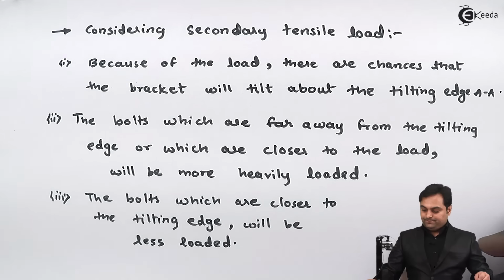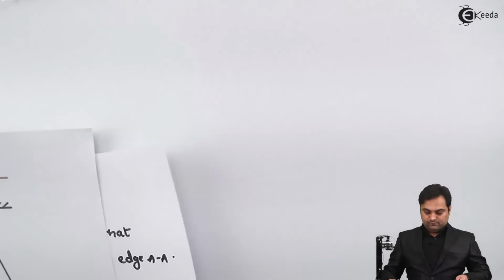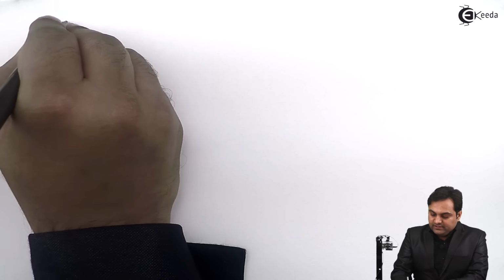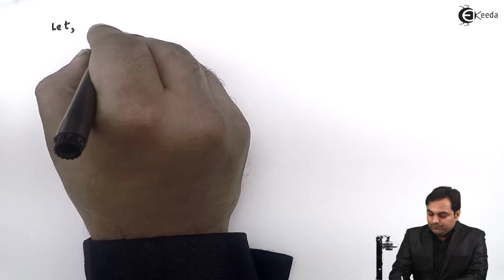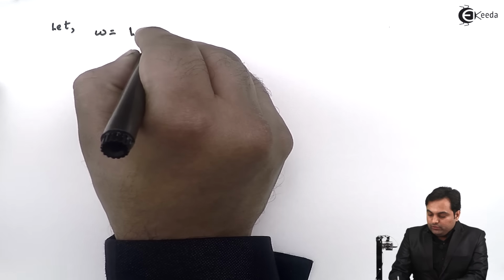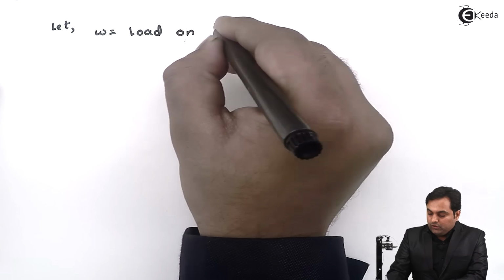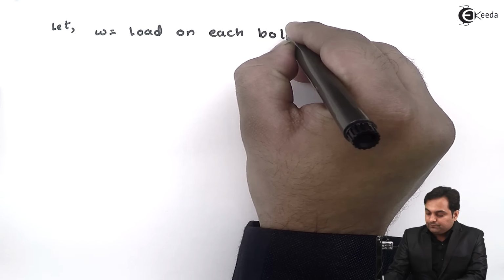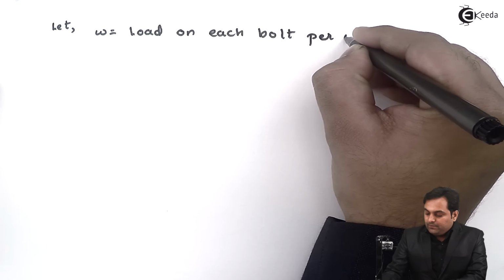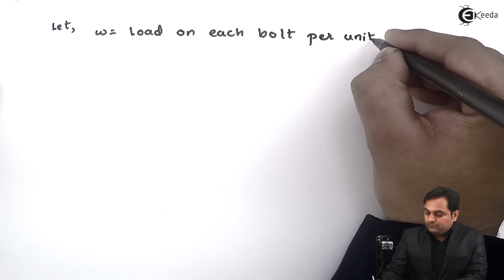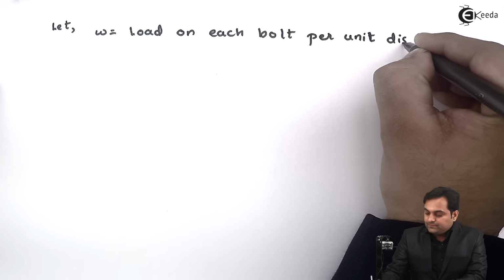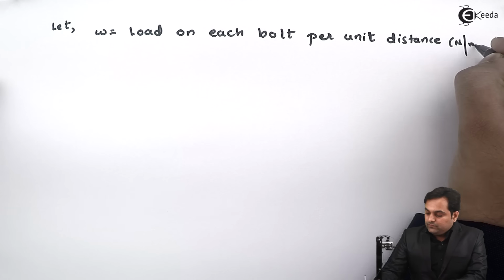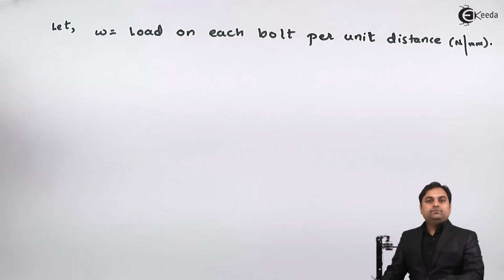So here I'll assume one term, that is let small w be load on each bolt per unit distance. Unit will be Newton per mm.